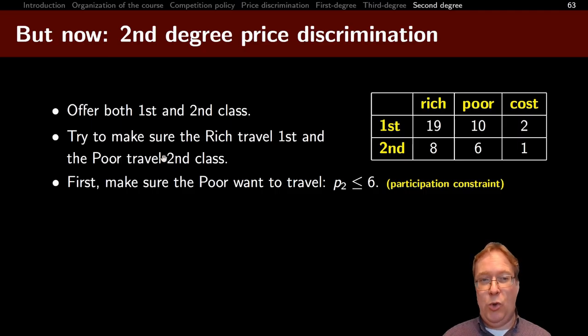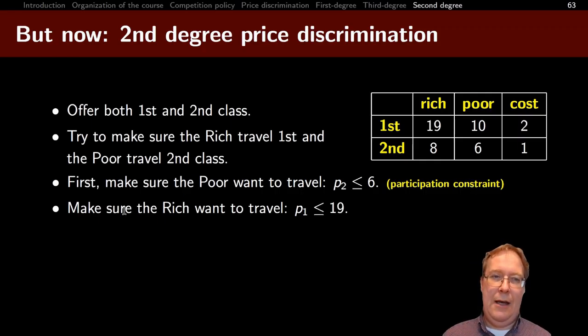I want the poor to travel second class. So that means that I cannot charge them a price higher than 6. So this is going to be the first constraint. I have to set P2, the price of second class, smaller than or equal to 6. That is a participation constraint.